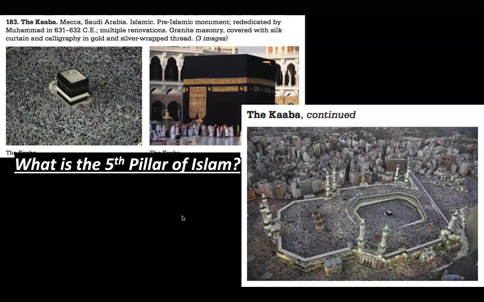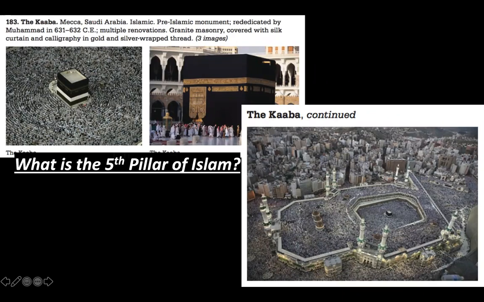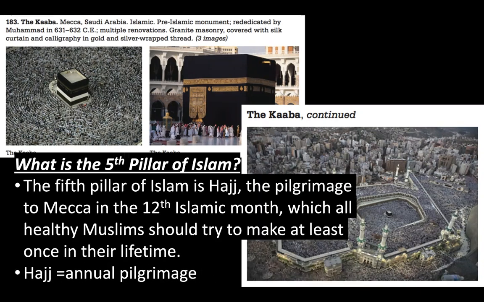Why do you think they give us images of the surrounding area? What do you think they're wanting us to know? I think that relates to the pillars of Islam. There are 5 pillars of Islam, which I put on your cover page for the unit. Look at the 5th: the Hajj, which means a pilgrimage to Mecca at least once before your death. All healthy Muslims should try to make at least one pilgrimage in their lifetime. So that's what's happening here.